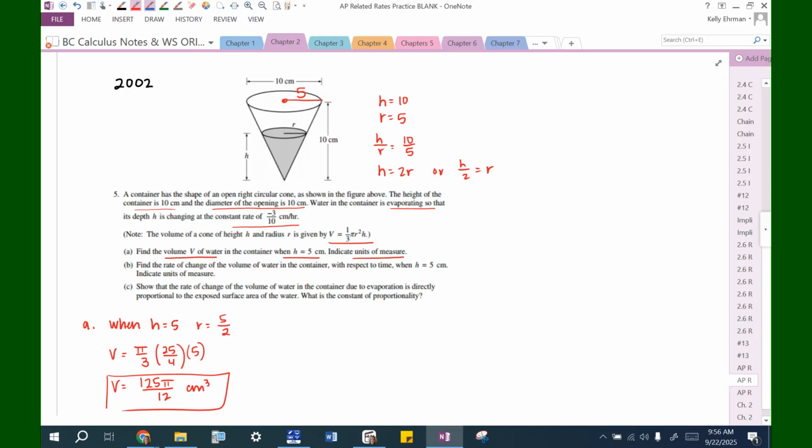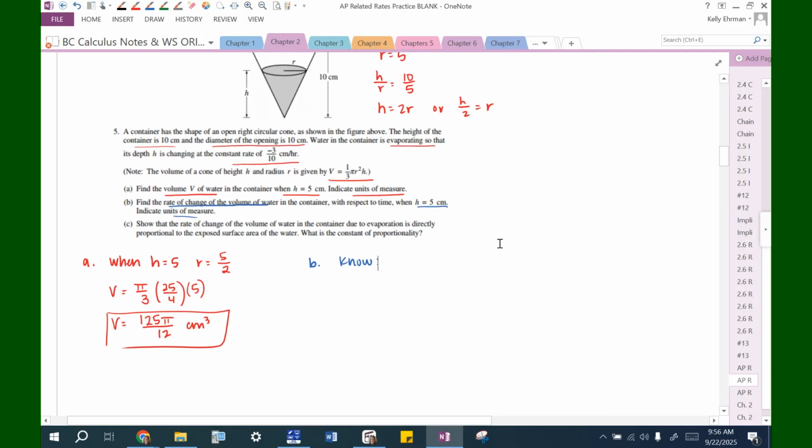All right. Part B. Find the rate of change of the volume of the water in the container with respect to time when h equals 5. Indicate units of measure. Okay, so this is know, find, use. You don't have to write know, find, use for the AP test. I just like to have this so I'm establishing the things I do know. So remember, they did give us a rate. We should always have a rate or an expression for a rate that we know. We know dh/dt is negative 3/10 centimeters per hour.